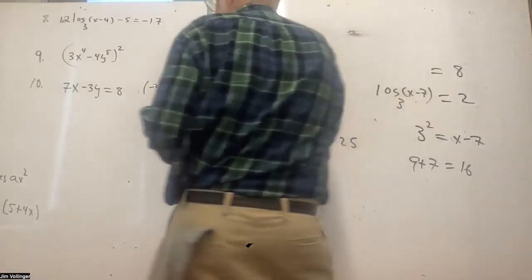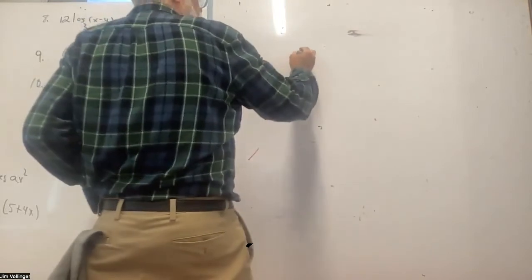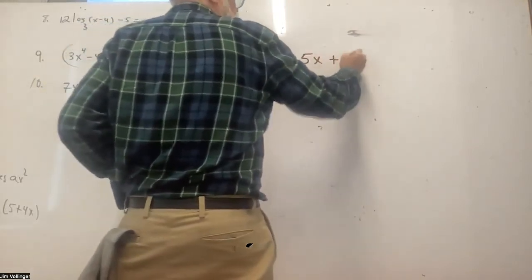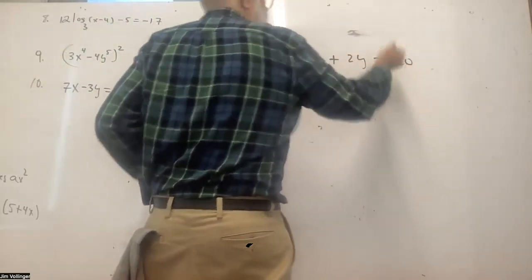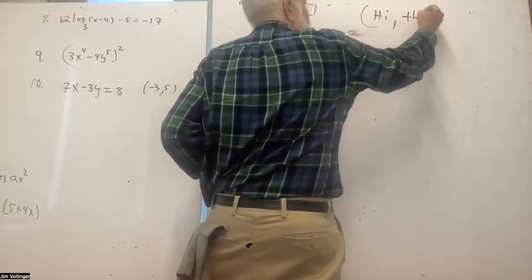Okay, I have to get to class. Let's do that perpendicular. And that's all the time I have, unfortunately, for you. I wanted to give you more than this. 5x plus 2y equals 20, perpendicular through the point there.